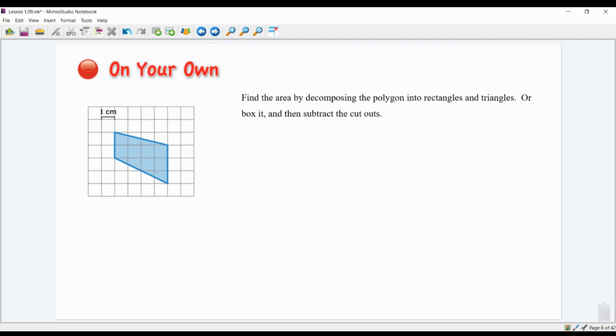Okay, next. This is an OYO. Try this one on your own. Try to decompose it and maybe rearrange it. So I might suggest doing this. Ooh, that's kind of cool.